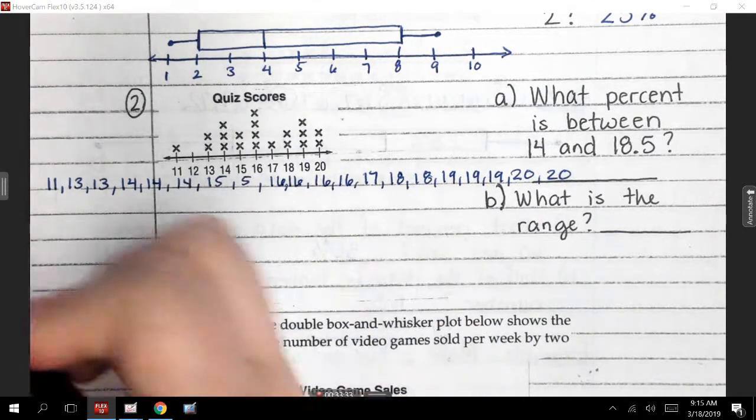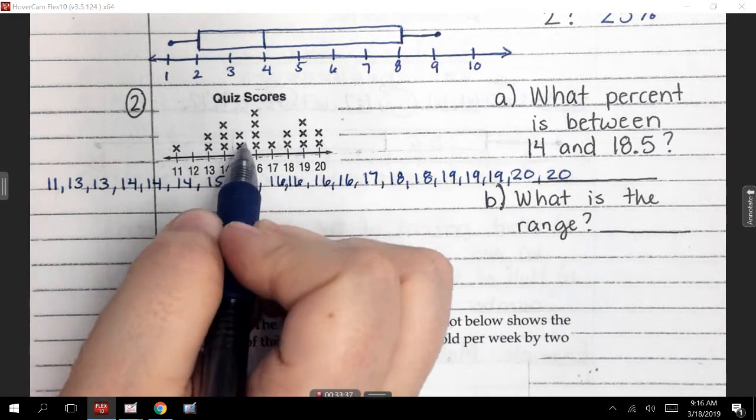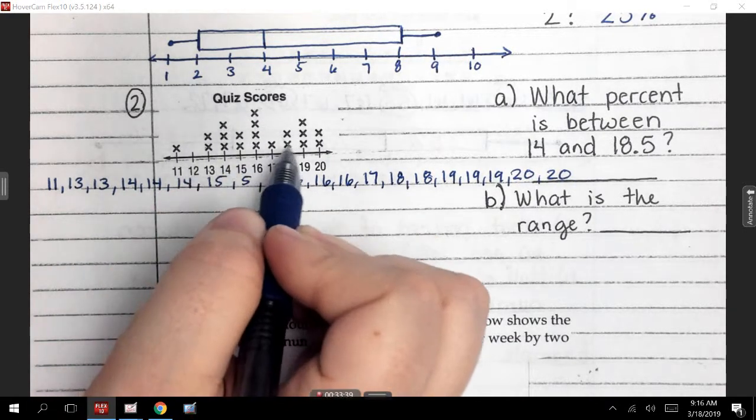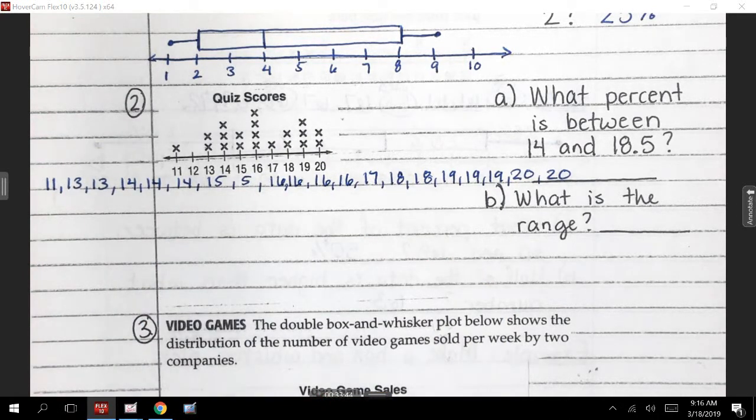sure. I'm going to count my X's and make sure it matches my numbers, okay? So let's see. 1, 2, 3, 4, 5, 6, 7, 8, 9, 10, 11, 12, 13, 14, 15, 16, 17, 18, 19, 20. I have 20 X's. How many numbers should I have? 20. Where should my median be? In the middle, so that should be 10 on both sides, right?